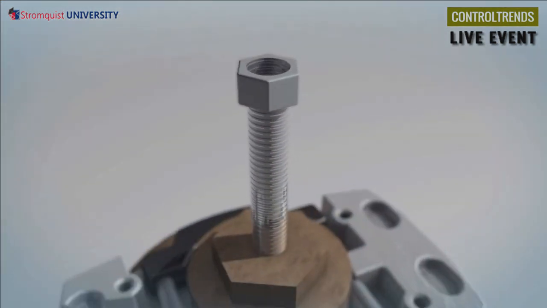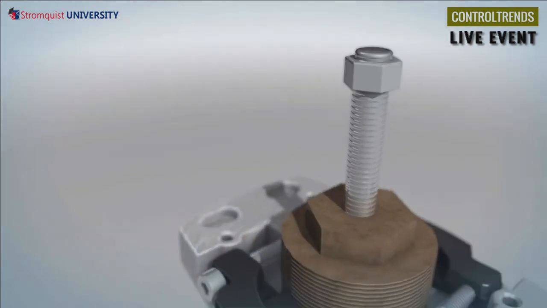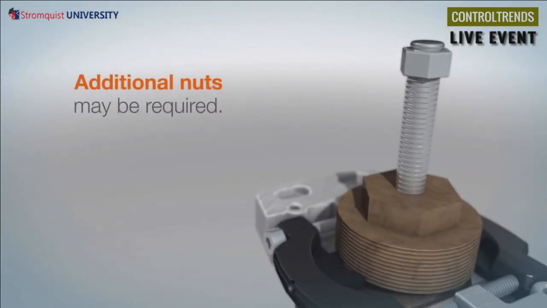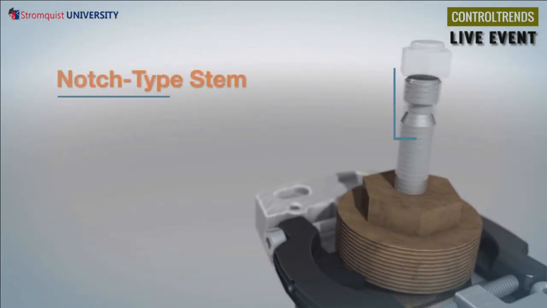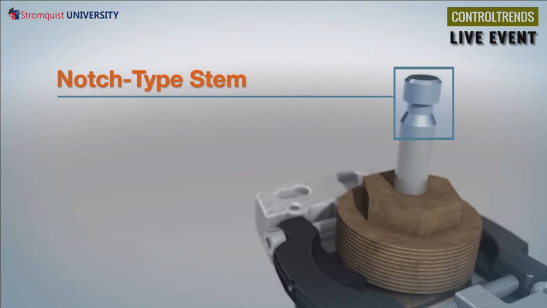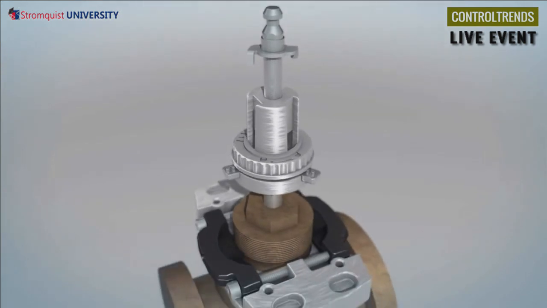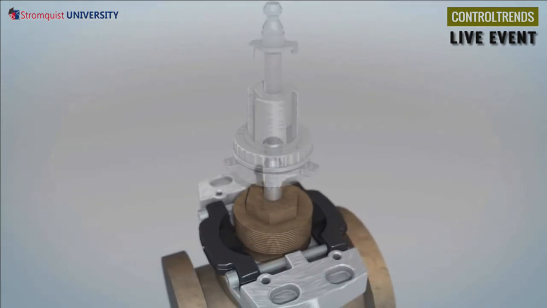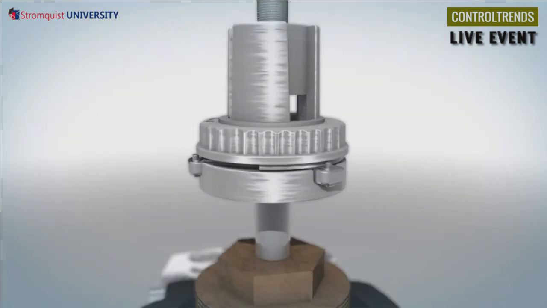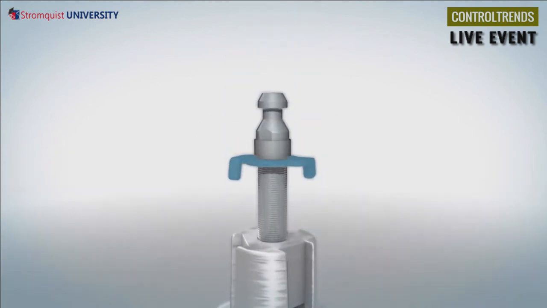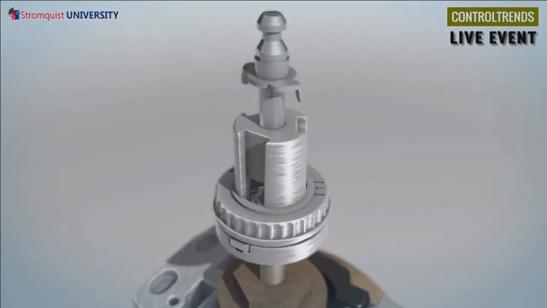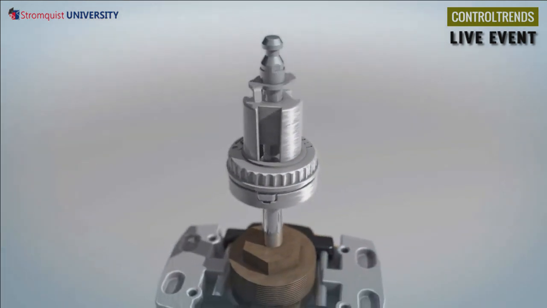Install the supplied nut on the threaded valve stem. Additional nuts may be required. A nut is not required on a notch type stem. Install the stem adapter on the valve stem located just under the nut or notch. Tighten with a thumb screw first, followed by a stem wing nut. The stem adapter will rise upward as the wing nut is tightened.